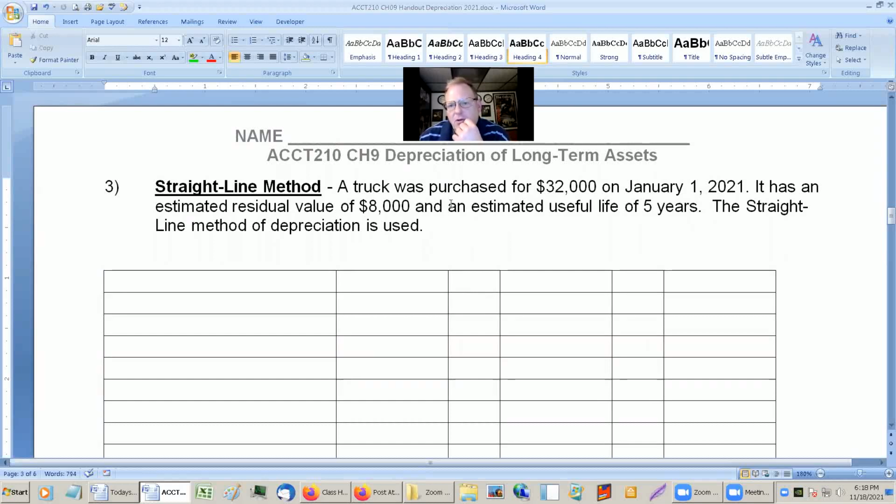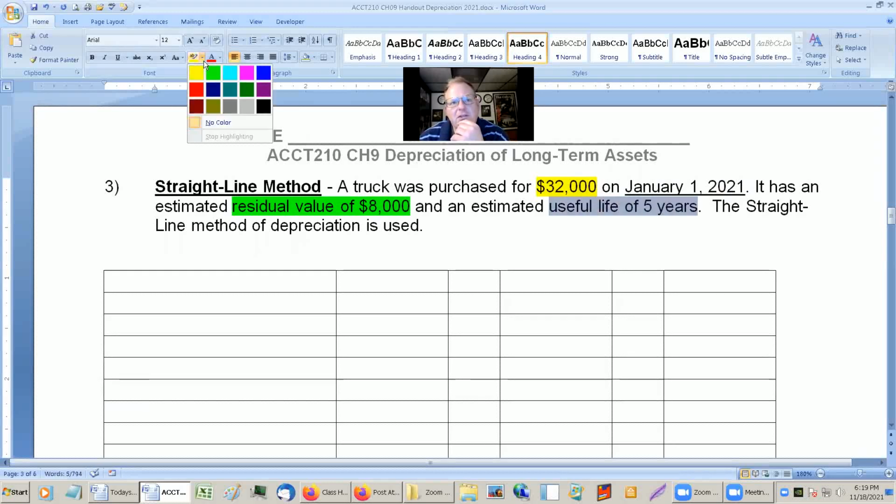A truck was purchased for $32,000 on January 1st. So at the beginning of the year, we bought this truck. It has an estimated residual value of $8,000. So we're going to sell it for $8,000 at the end. That's what we estimate anyways. Let me start highlighting some of these things. And it has a useful life of 5 years. So we think we're going to use this for 5 years.